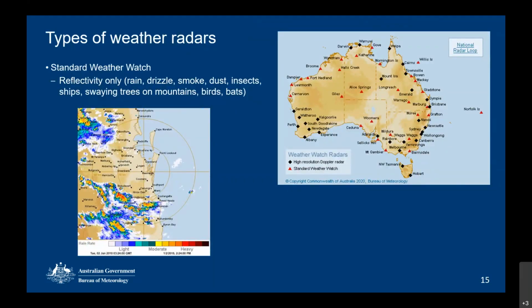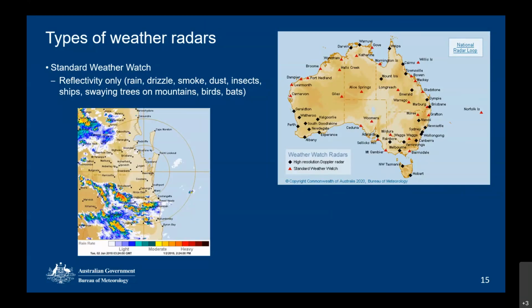Okay, for the types of weather radars, we have standard weather watch, and you could say they all have this functionality. What this means is they do reflectivity. As I said, the radars with the red triangles only do reflectivity. Of course, the radars in the black diamond also do reflectivity. That means they just pick up whatever is out in the atmosphere that is moving around. So our radars will pick up rain, which includes drizzle and snow and ice.